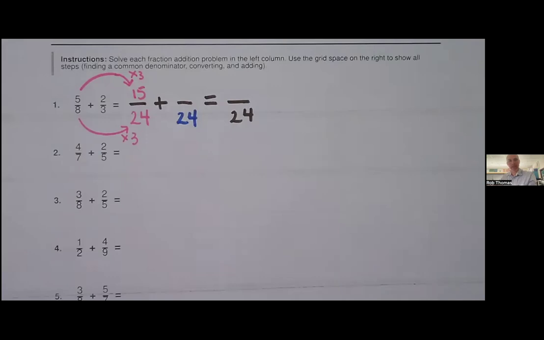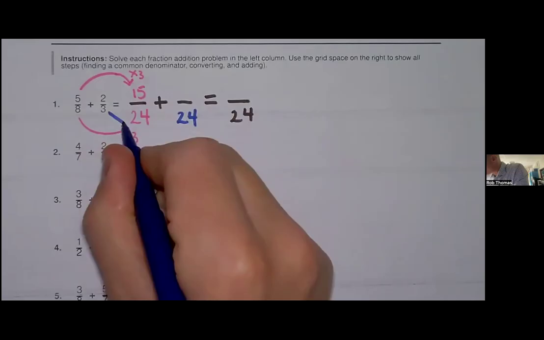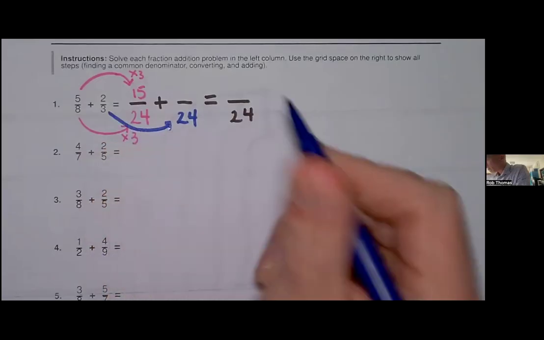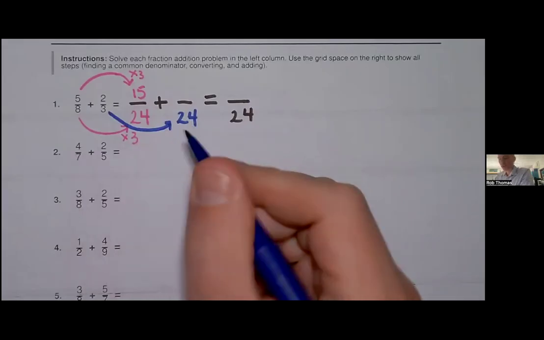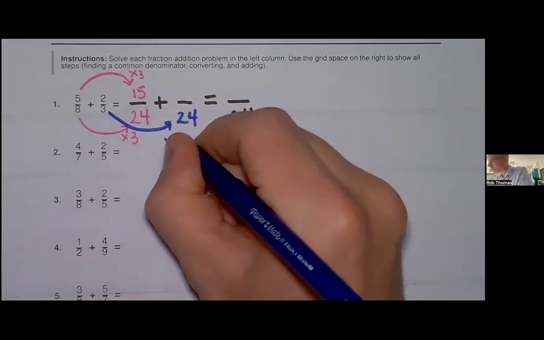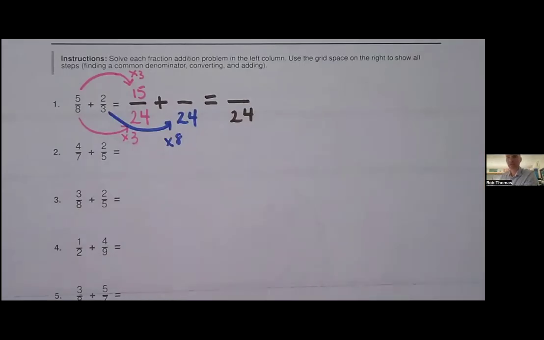All right, now I do the same thing to the second fraction, the 2/3. I'm going to use blue arrows. And so I'm changing 3 into a 24 in the denominator. Well, 3 times 8 is 24. Ooh, I should have written that differently.